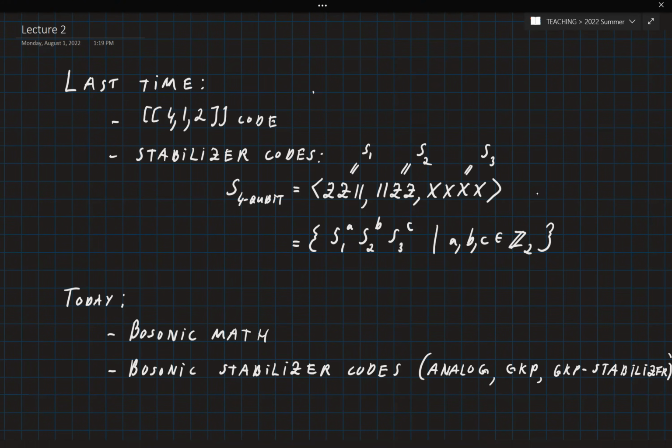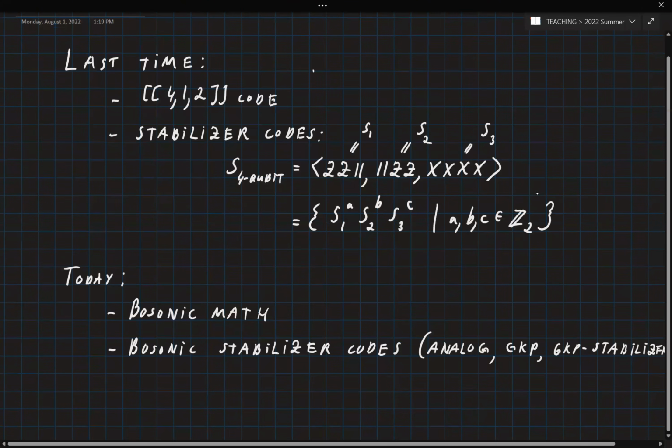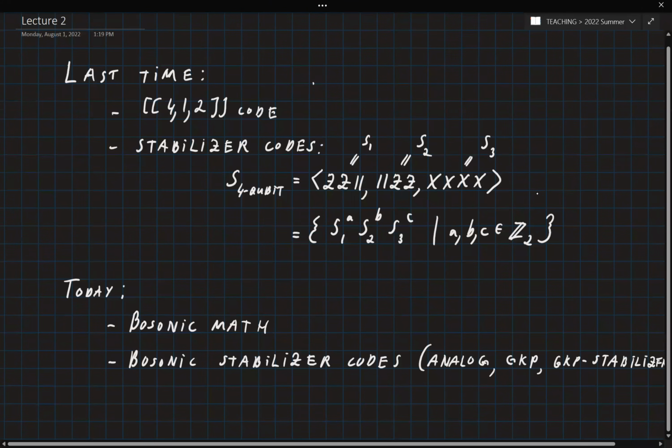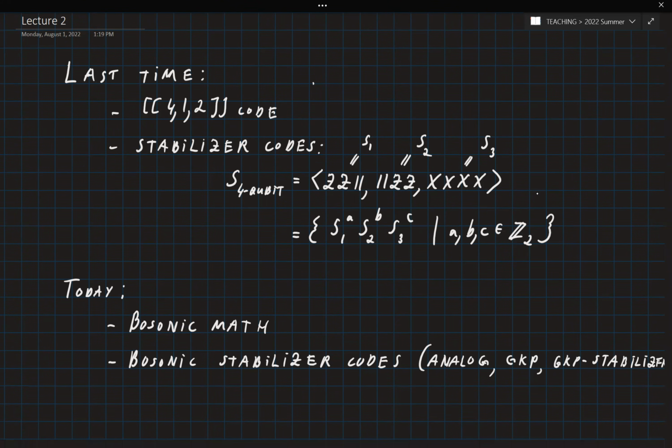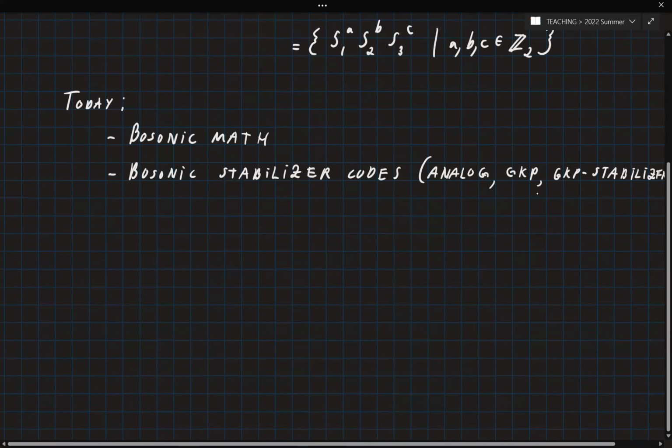So today we're going to introduce bosonic codes, or the math involved in bosonic codes, and then we're going to talk about a subset of bosonic codes that you can collectively call bosonic stabilizer codes. In the next lecture on Thursday, we'll talk about bosonic Fock-state codes. Today, bosonic stabilizer codes is going to be three types, time permitting: analog, GKP, and GKP stabilizer. So let's begin with bosonic math.